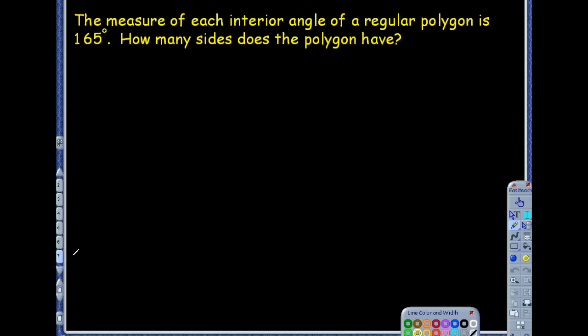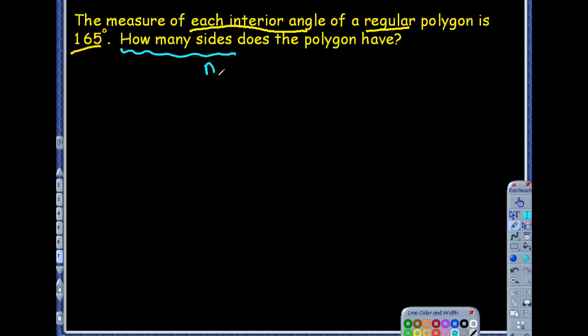All right, the next one says the measure of each interior angle. Ooh, each interior angle. I'm going to underline that, make sure we don't forget. Of a regular, it's a good thing it's regular, or else we couldn't necessarily do this. Regular polygon is 165. So that means all of the interior angles in this polygon each measure 165. Right. Okay. The question here is how many sides does the polygon have? So here, what is the variable we've been using for number of sides? We use n. So that's the piece we don't know.